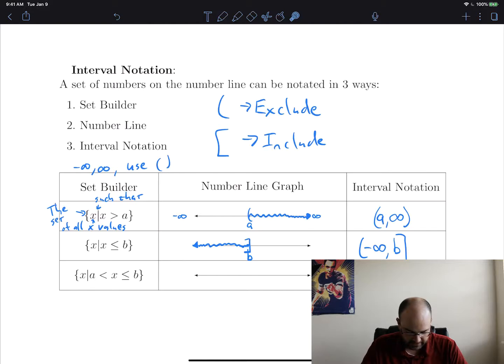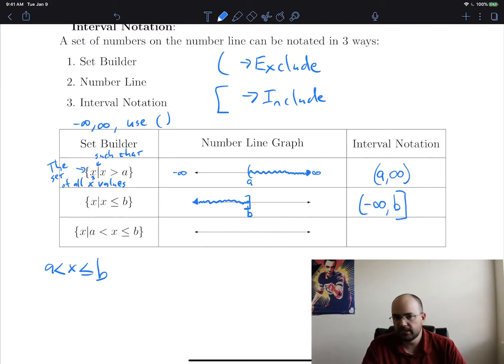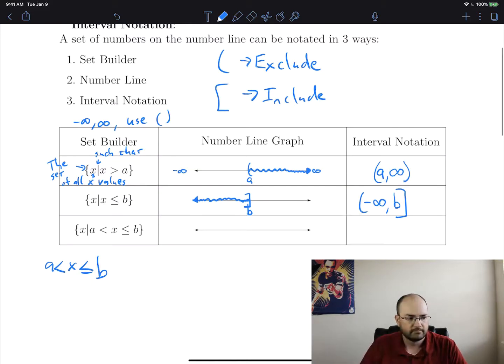Excellent. Now for the last one, the set of all x such that a is less than x is less than or equal to b. Well, here's the thing. That's actually what we call a compound inequality. It's called that because it's technically two different inequalities.